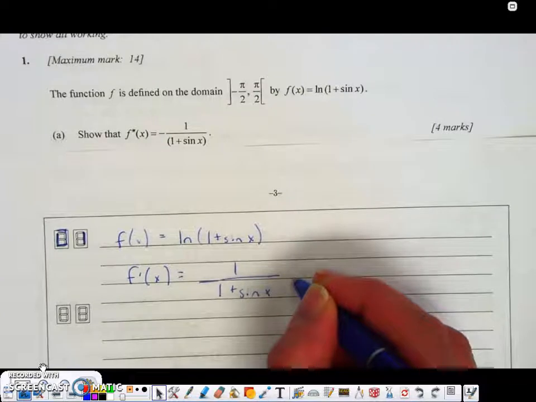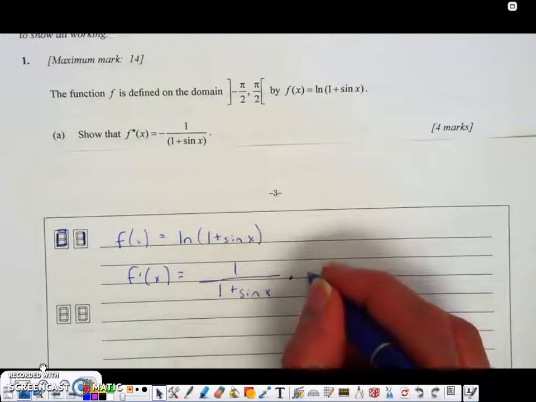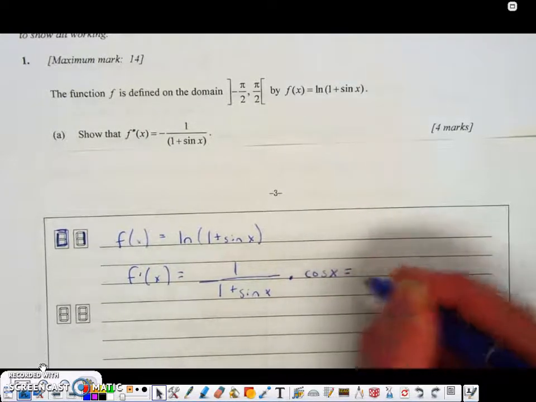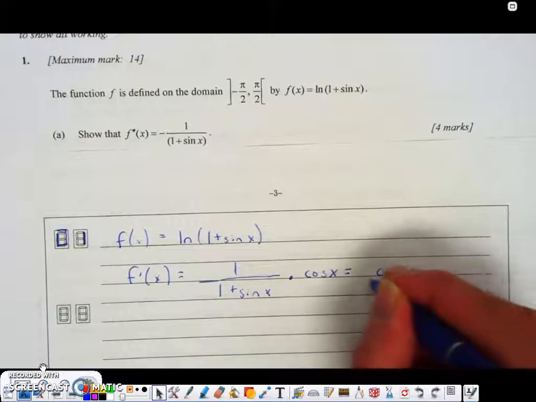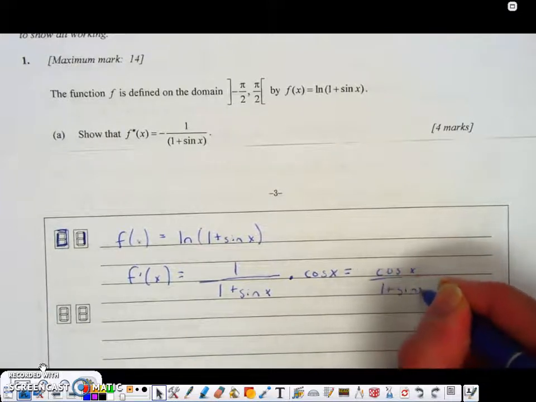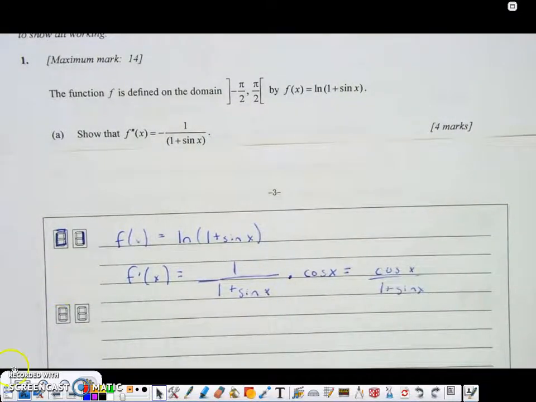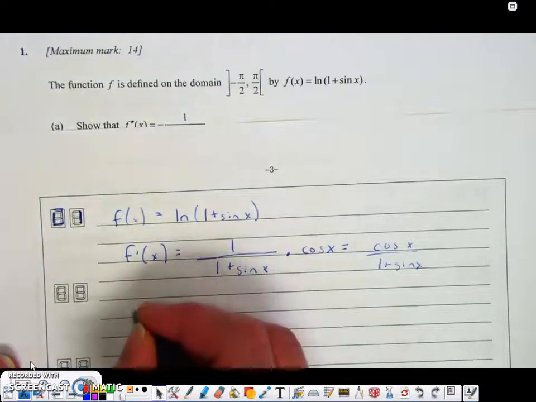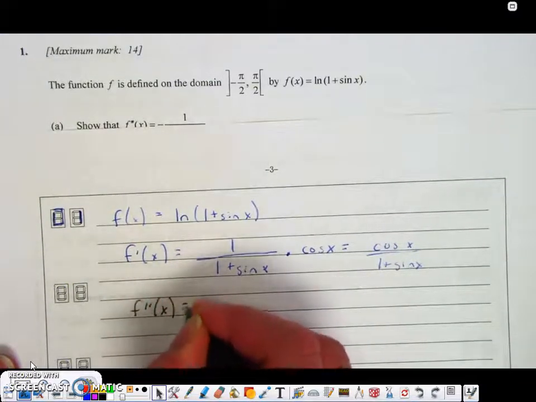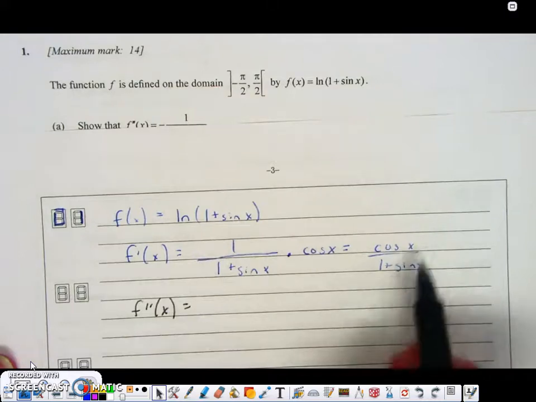Okay, so for us, f prime of x, we would say 1 over all of this times the chain rule, times the derivative of the denominator. So the derivative of 1 plus sine x is just cosine x. Okay, so we can just write that as cosine x over 1 plus sine x. Now for the second derivative, we need to use the quotient rule.